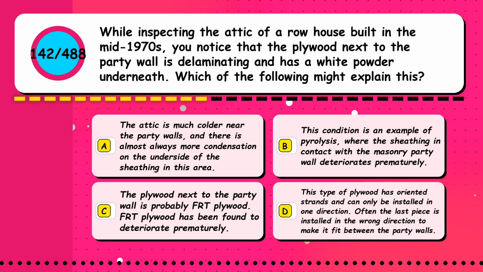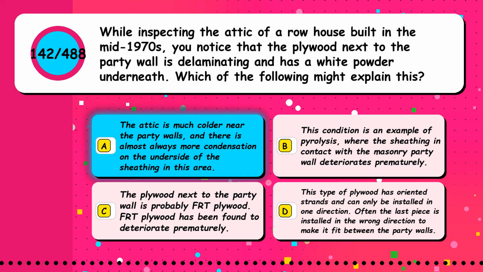Option B. This condition is an example of pyrolysis, where the sheathing in contact with the masonry party wall deteriorates prematurely. Option C. The plywood next to the party wall is probably FRT plywood. FRT plywood has been found to deteriorate prematurely. Option D. This type of plywood has oriented strands and can only be installed in one direction. Often the last piece is installed in the wrong direction to make it fit between the party walls.